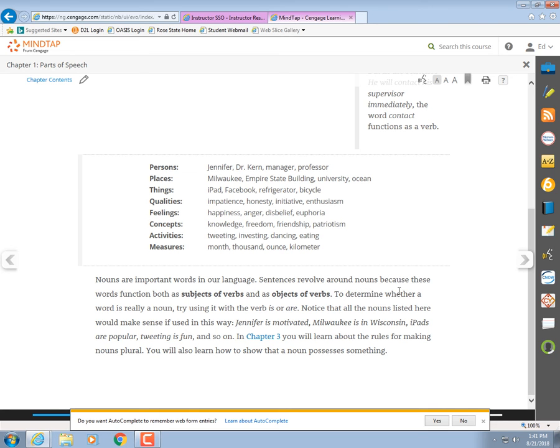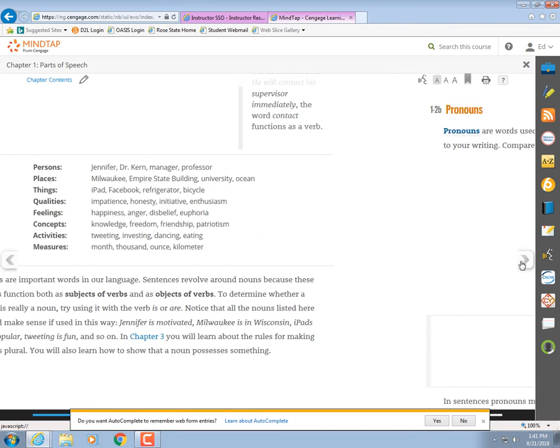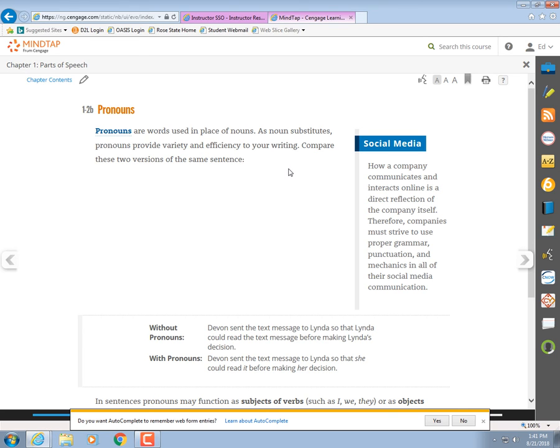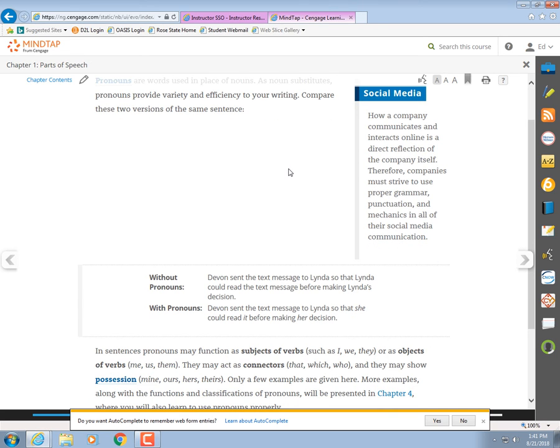Okay, pronouns replace nouns. If we didn't use pronouns in the English language, this is where we would be. Devin sent the text message to Linda so that Linda could read the text message before making Linda's decision. Now you know why we use pronouns to replace nouns. Devin sent the text message to Linda so that she, pronouns replace nouns, could read it before making her decision. Very awkward if we did not have pronouns in the English language.